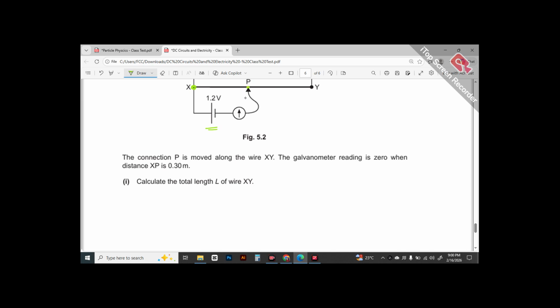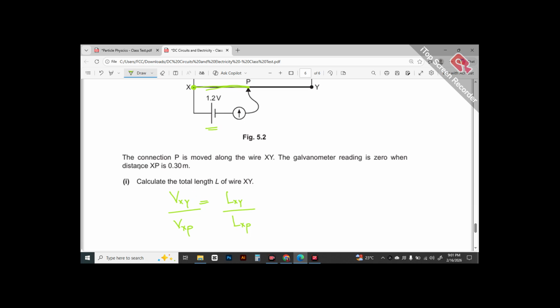At point P, it has given zero deflection. So we are going to compare the potentials, what we studied as per the potential dividers, right? The voltage of the entire length of wire XY would be proportional to the length of the wire, and then the voltage across this region XP would be proportional to the length of this region XP. Or in other terms, we used to say that the ratio of voltages should equal the ratio of lengths.